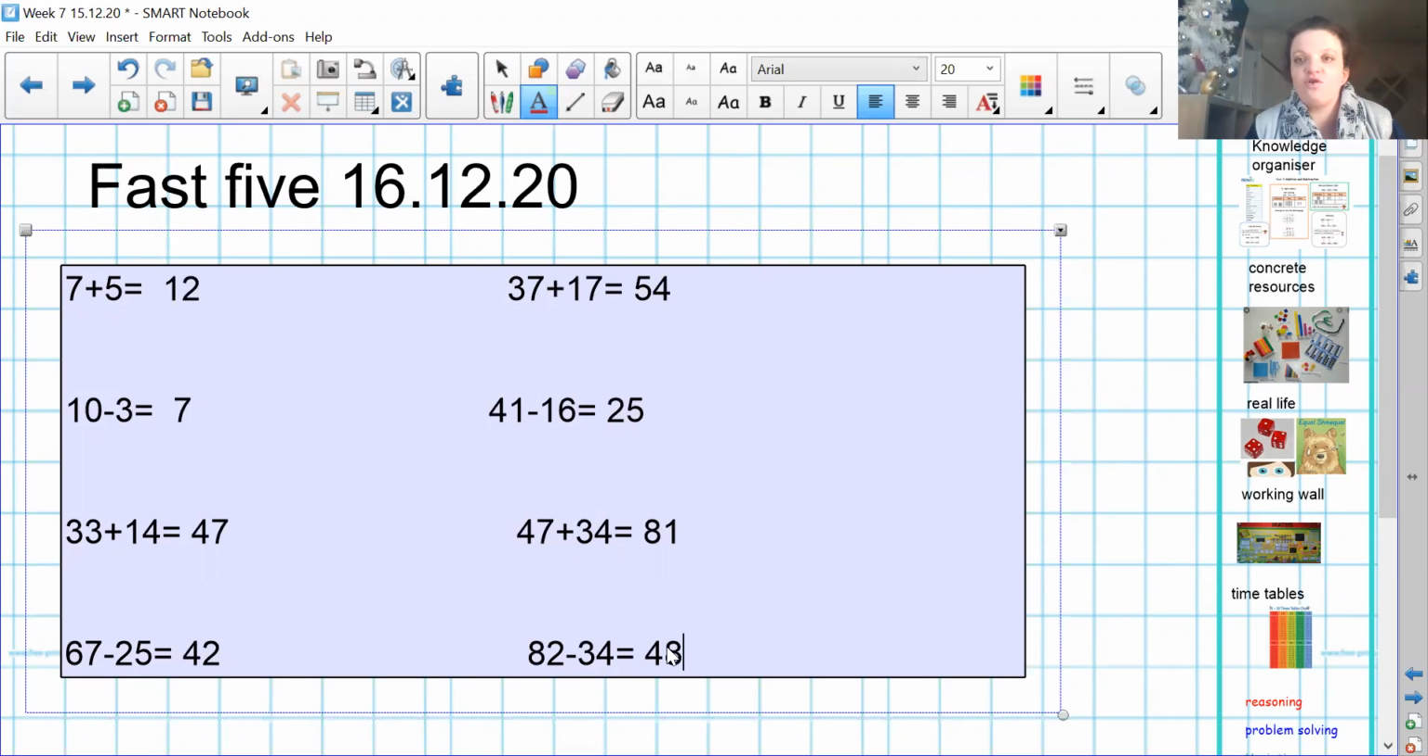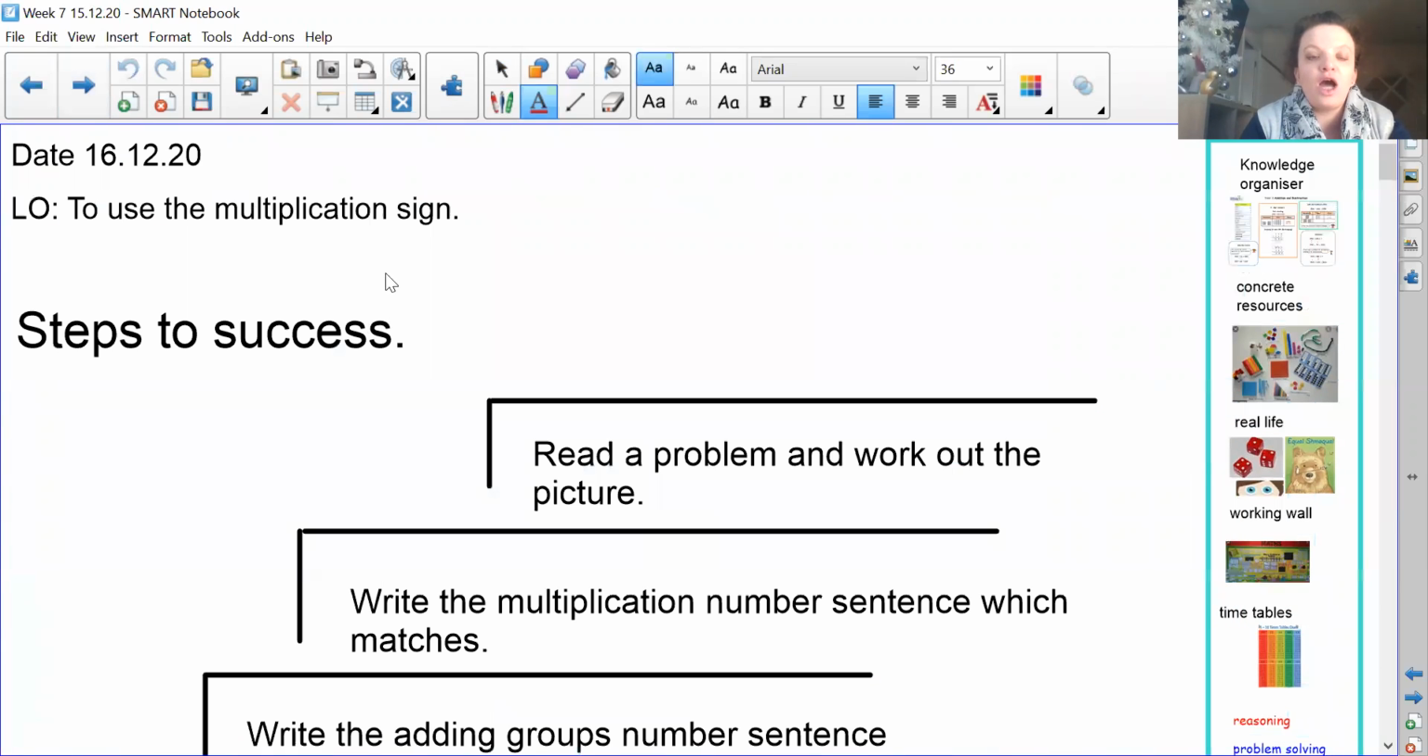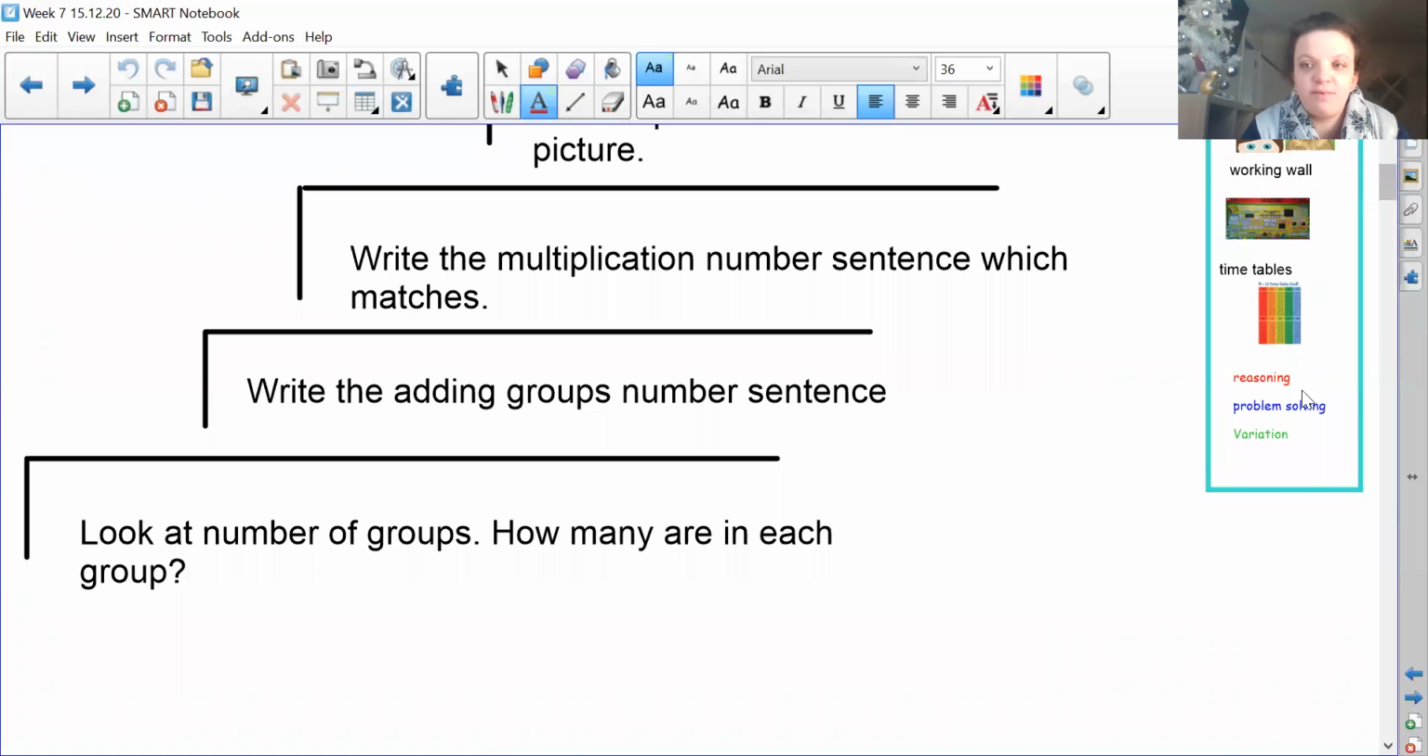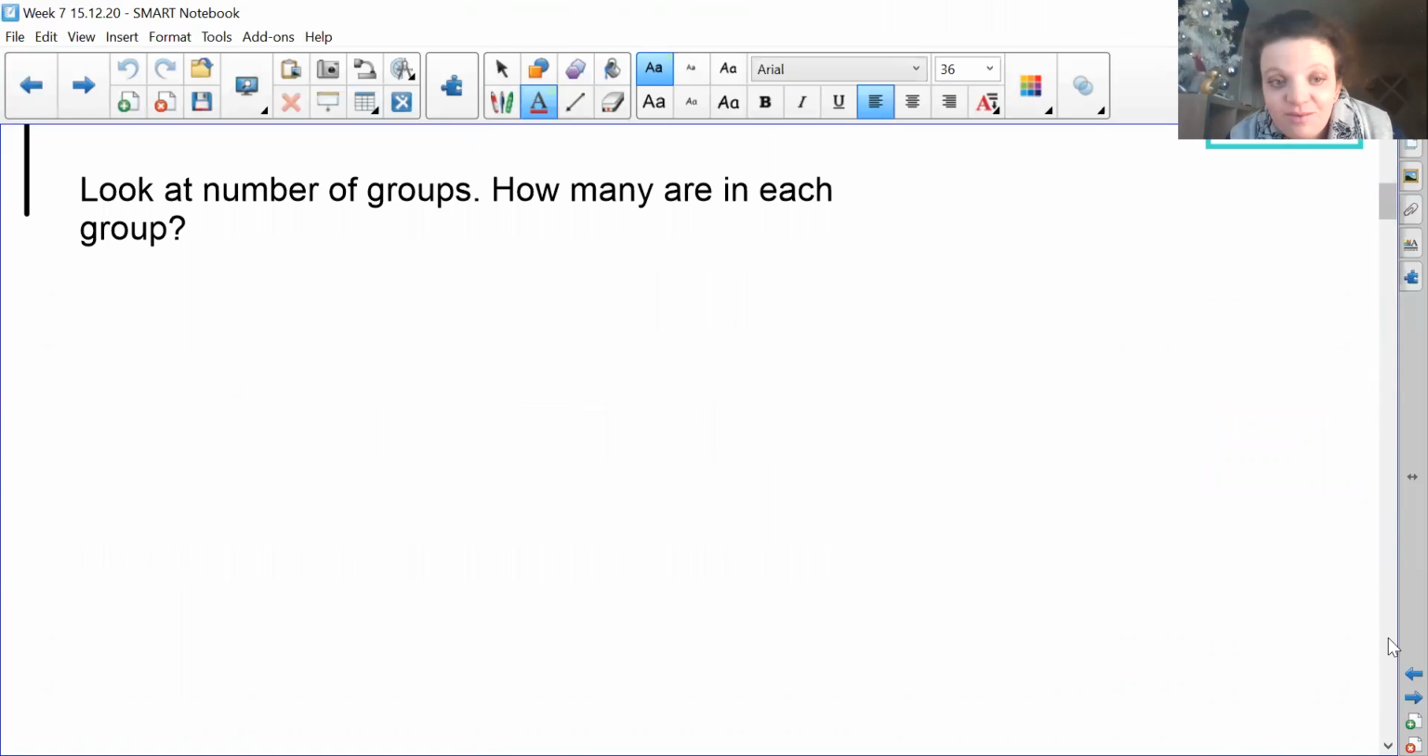Okay, well done. If you've got all of those right, give yourself a massive pat on the back. Okay, let's move on to today's learning. Today our learning objective is to use the multiplication sign. So we're going to be reading problems and working out how we can show them using the multiplication sign.